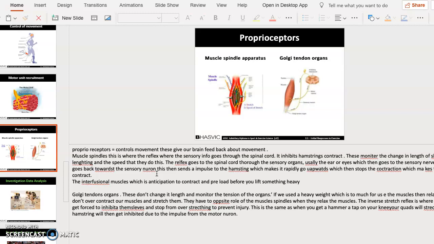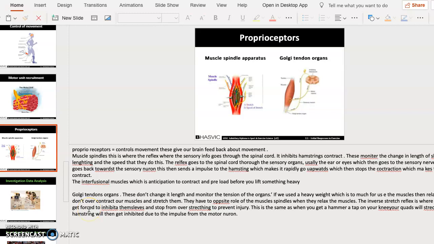The reflex goes to the spinal cord through the sensory organs, usually the ears or eyes, which then goes to the sensory nerve, which goes back towards the sensory neuron. This then sends an impulse to the hamstrings, which makes it rapidly go upwards, which stops the contractions, which makes the quads contract. The interfusial muscles, which is an anticipation to contract, preload before you lift something heavy.